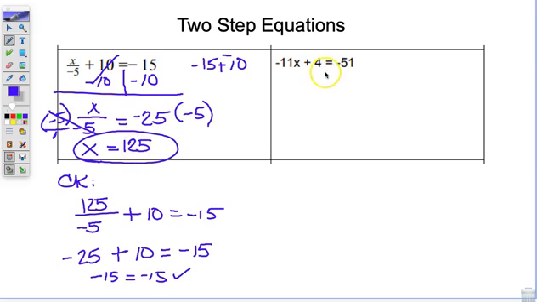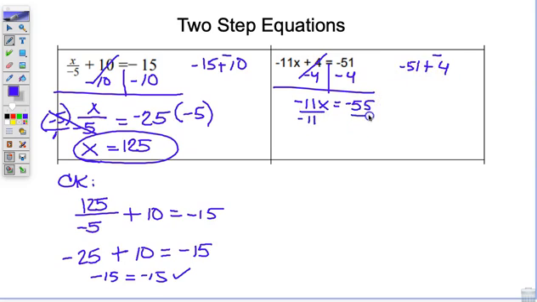In the next example, draw your little line, subtract 4 on each side first. Those equal 0, which should be becoming pretty familiar to you by now. Negative 51, take away 4. Keep it, flip it, change it. You're applying KCC, and you get negative 55. Dividing by a negative 11 on both sides, x is equal to 5.